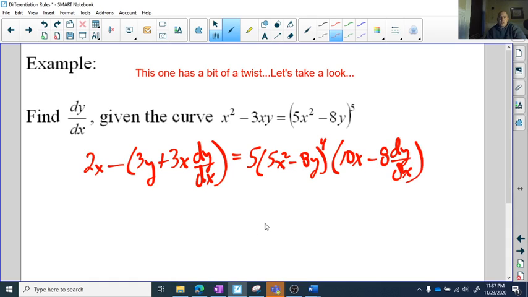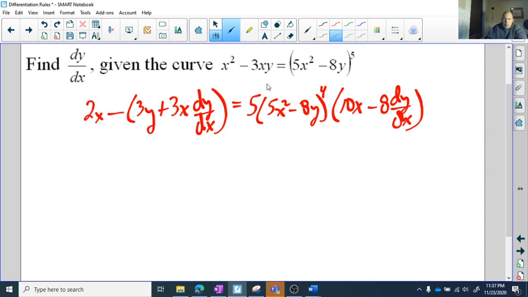Here's the little catch. When I go to isolate and get the dy dx's together, I can't just take this and move it because this is multiplied by all this stuff out in front. So to me, I find the easiest way to deal with this is as follows. So just the left side, just maybe distribute your negative through here, negative 3y, negative 3x, dy dx.